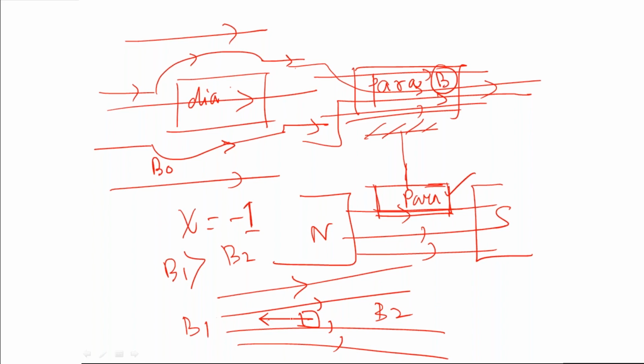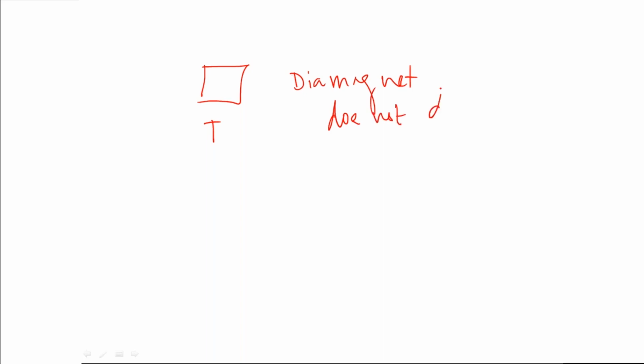Okay, but in case of para, what will happen? Para will actually, if you place it anywhere, always try to move from the low field side or weaker field to the stronger field region. So from B2 to B1, this way it will move actually. Okay, because it attracts, or allows, the magnetic field lines to pass through them and gets induced by the external magnetic field. Okay, so another point is, see, diamagnet does not depend on temperature.